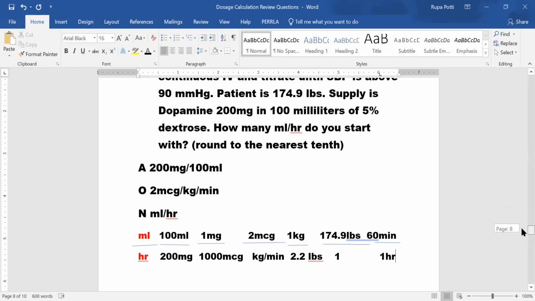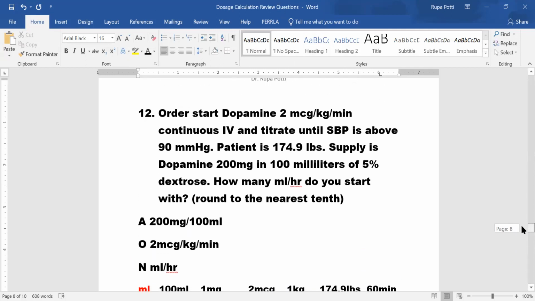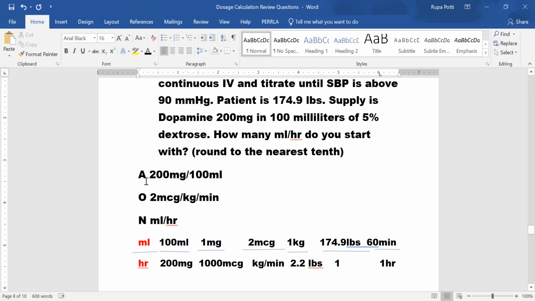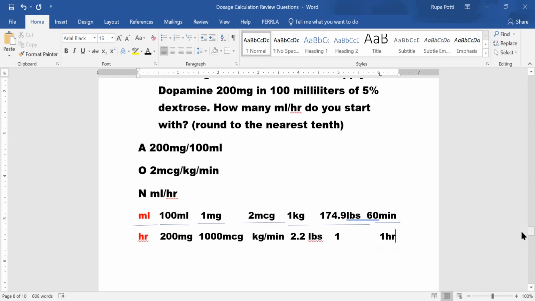So again, as you're looking at this problem, you read through the problem first and then you write your AO, what is available, what is the order, and what is it that you need. And then you start with what you need, ml per hour. And you'll be starting off with ml first, right? And then you look at the problem to see what is the number that correlates with the ml. And that is how you're going to lay your problem out.